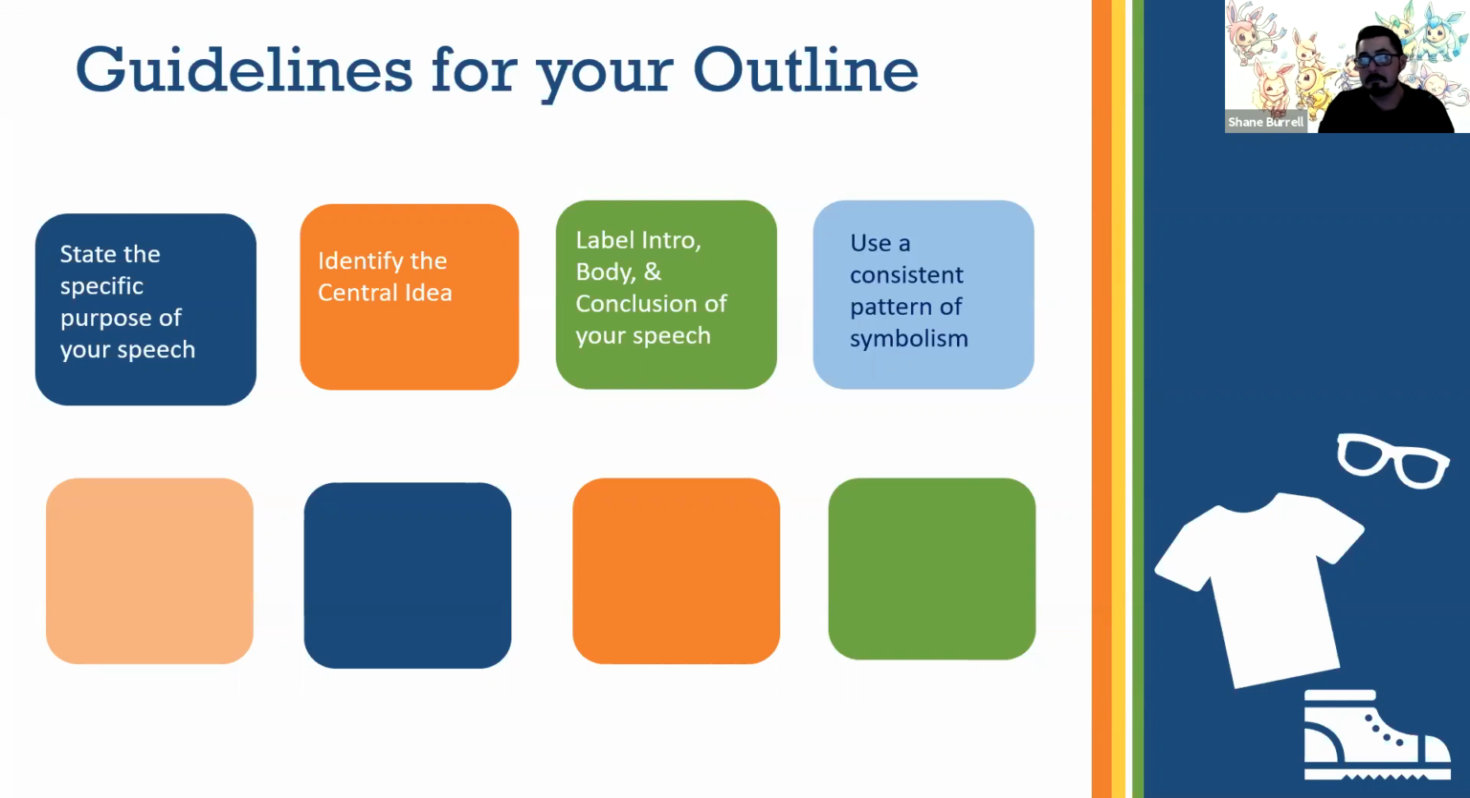Next, use a consistent pattern of symbolism. And what does that mean? So if you're using bullet points, keep the bullet points through the entire time. Don't do bullet points and then all of a sudden do 1, 2, 3 or A, B, C. Keep it all consistent. If you're going to use the same symbols, use the same symbols. If you're going to use 1, 2, 3, use 1, 2, 3. Okay.